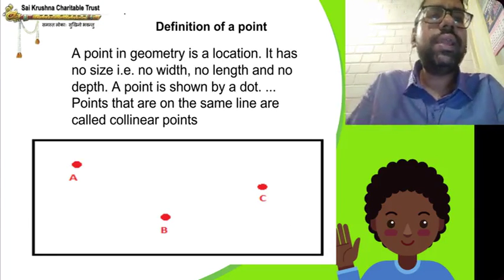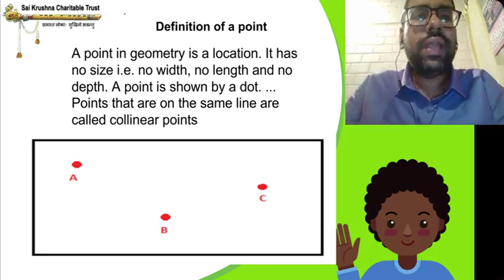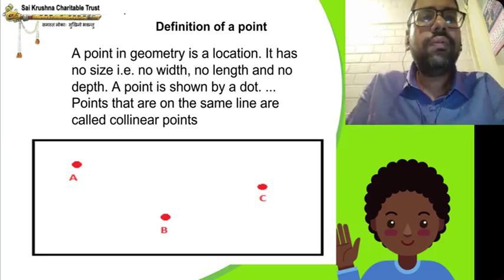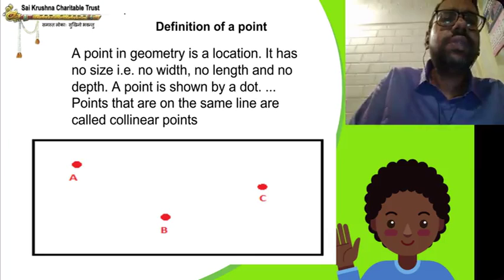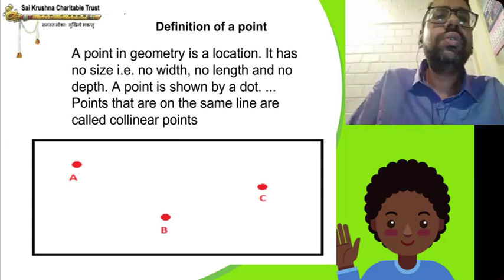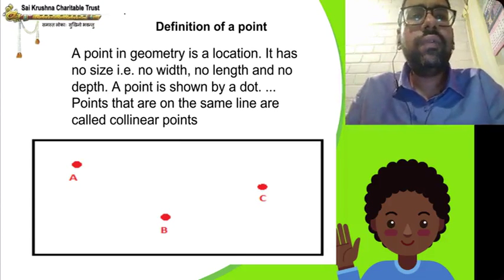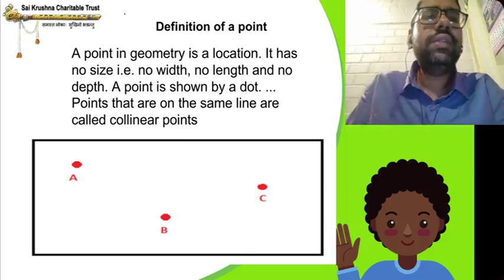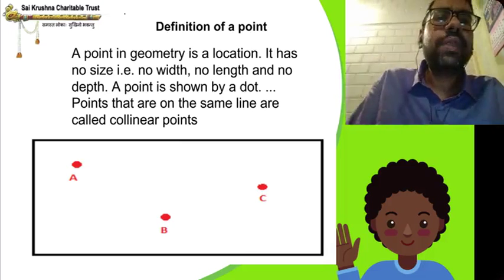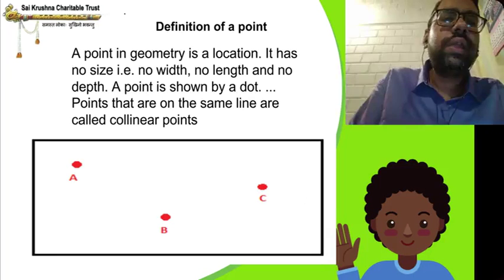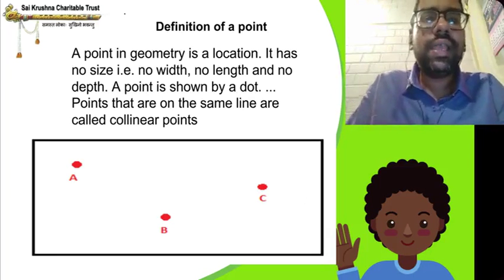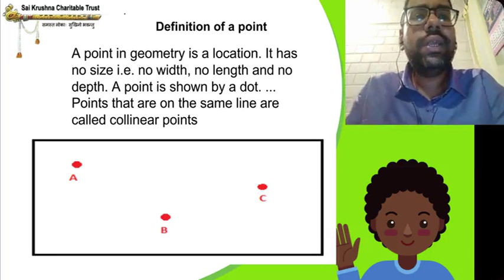Now we'll start with the definition of a point. What is a point? A point in geometry is a location. It has no size, that is, no width, no length, no depth. A point is shown by a dot. I have shown here in red A, B, C. That is called a point.